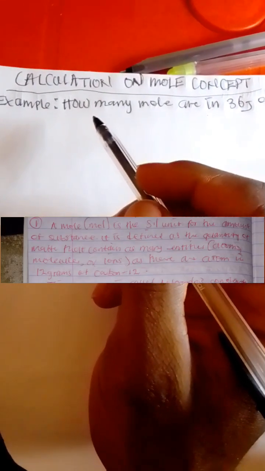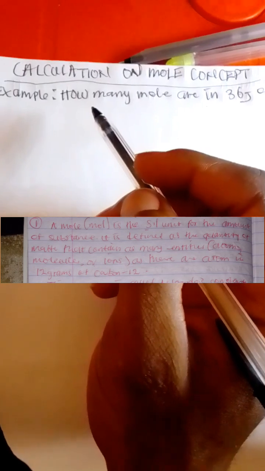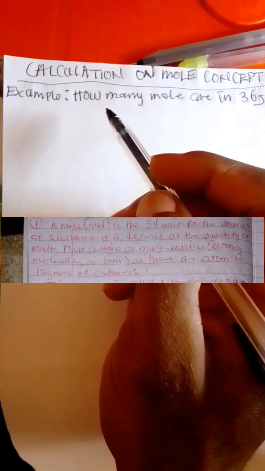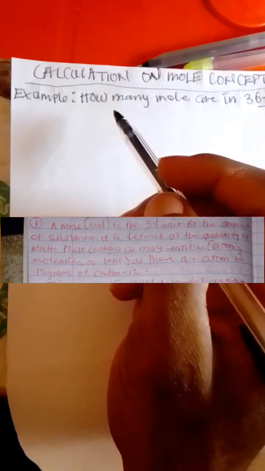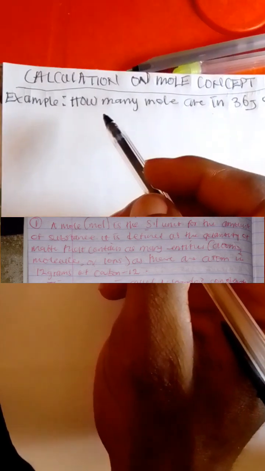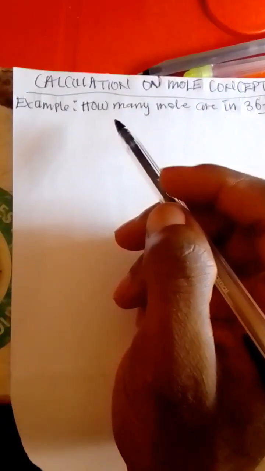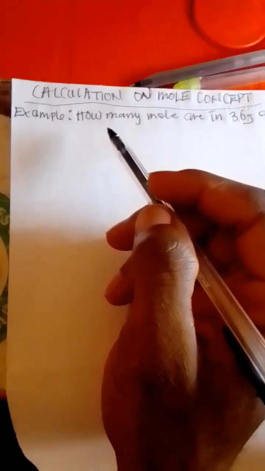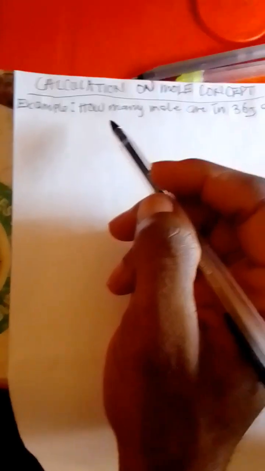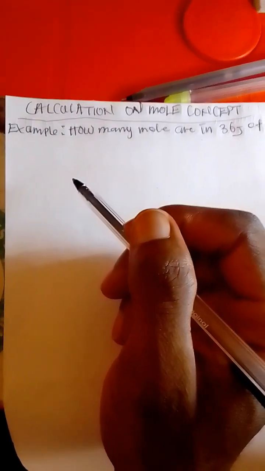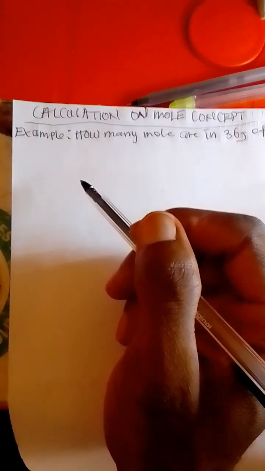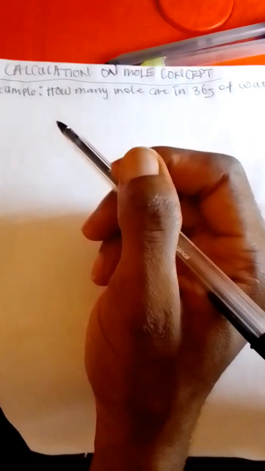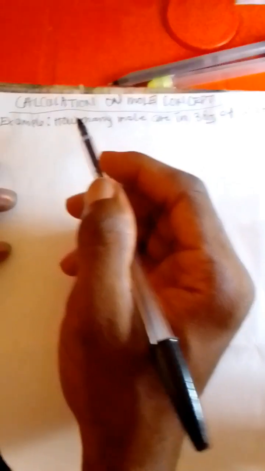It is defined as the quantity of matter that contains as many entities, that is atoms, molecules or ions, as there are atoms in 12 grams of carbon-12. That is for mole. So we are going to talk about molar mass also. The molar mass of a substance is the mass of one mole of that substance in gram per mole. So without wasting much of our time, let's start with the calculation on moles.